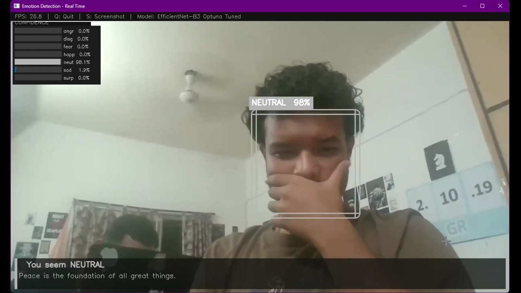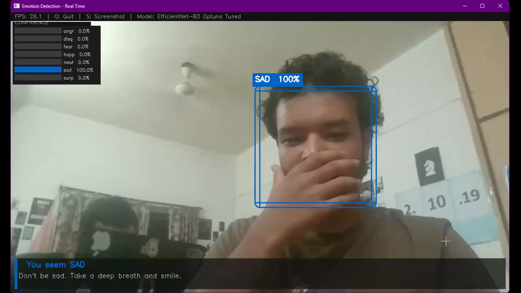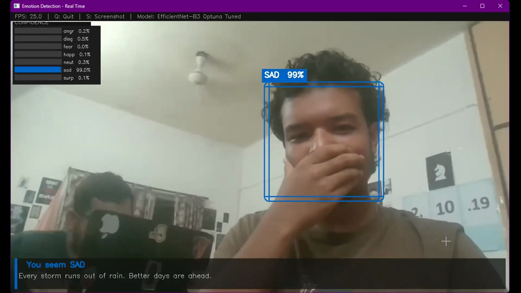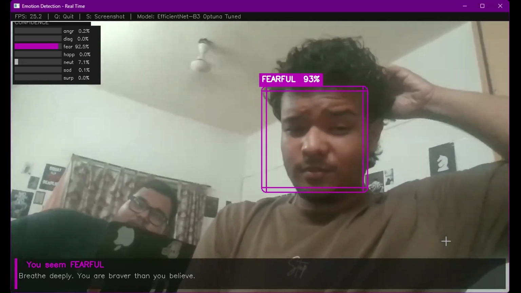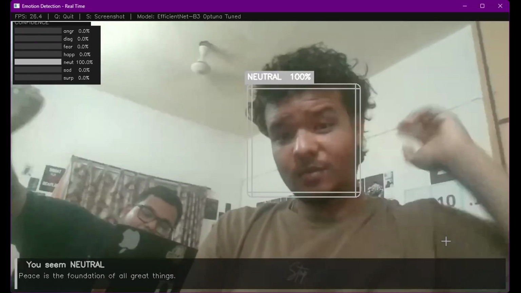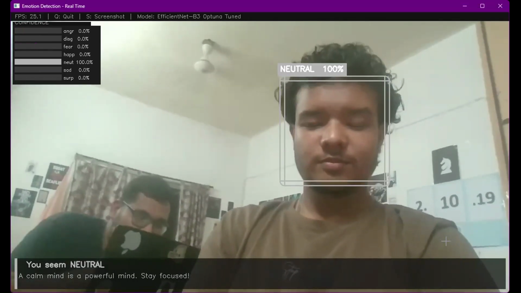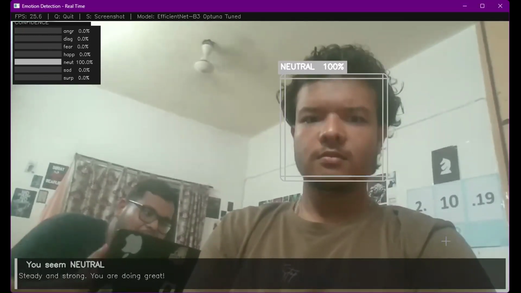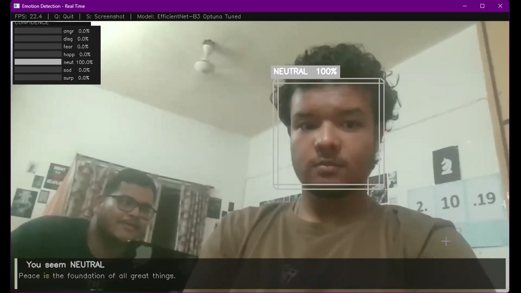So this is neutral. In the sad images, we have the faces covered. Actually, in FER 2013, in the sad class, the images have the face covered. So that's why our model detects sadness when Bhargav does that. That's okay, no problem with that.